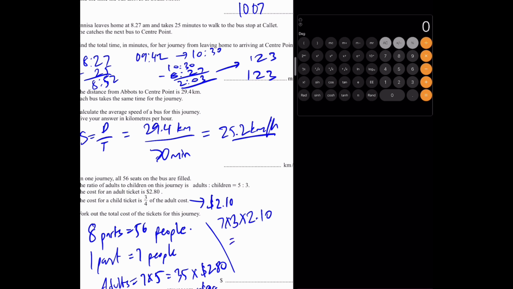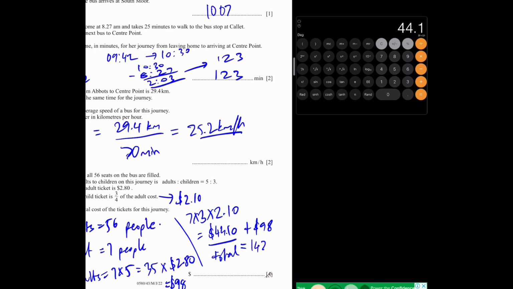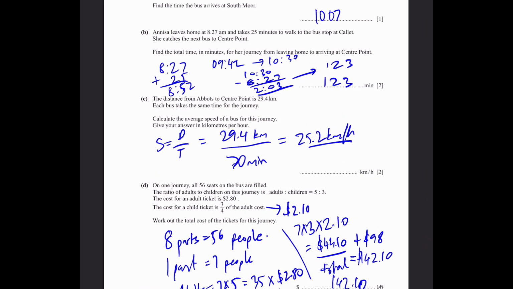Now, for the children, that'll be 7 times 3, and multiply that by 2.10, or 2.1 actually. That'll be 7 times 3, 21, times 2.1, which is equal to $44.1. So if we add it up, add $98, the total is equal to $142.10. That's the answer. Let's go to question 2.